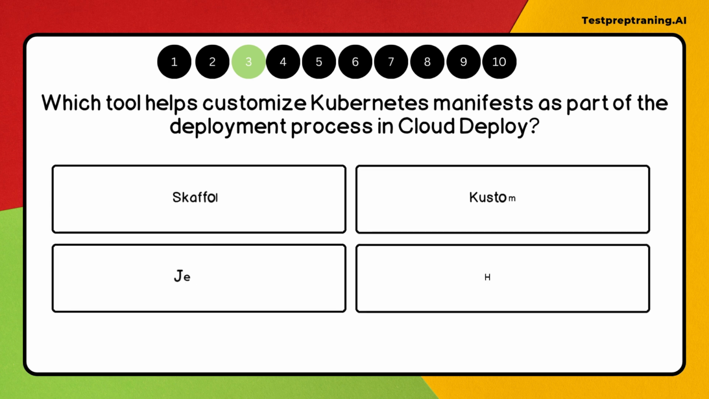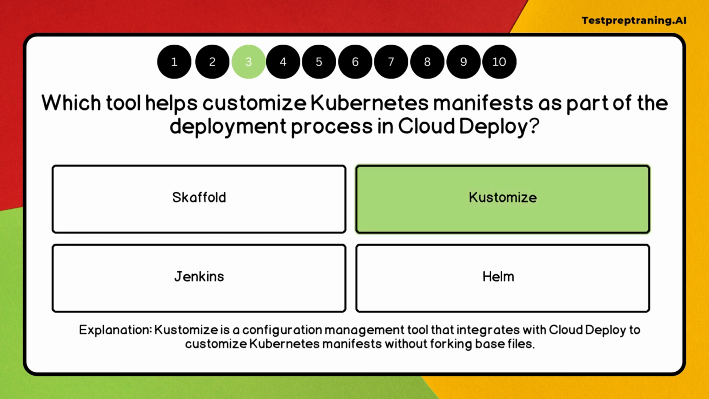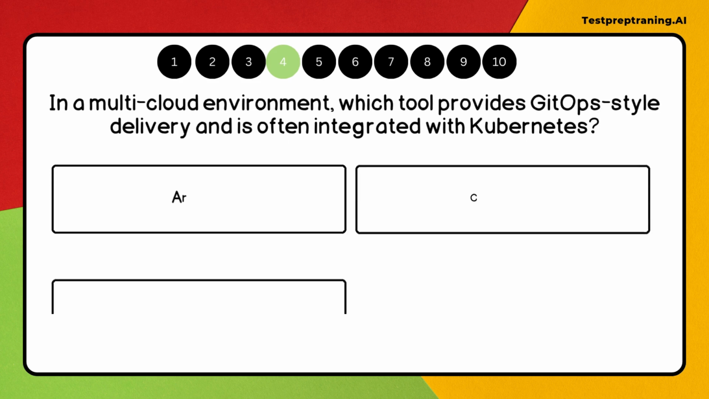Question 3. Which tool helps customize Kubernetes manifests as part of the deployment process in Cloud Deploy? Correct answer is Kustomize. As Kustomize is a configuration management tool that integrates with Cloud Deploy to customize Kubernetes manifests without forking base files.